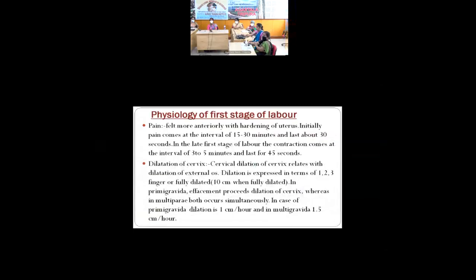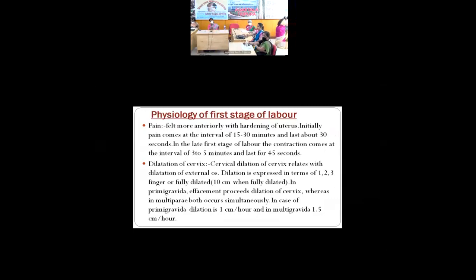Now let's start the physiology of first stage of labor. In first stage of labor, the first criterion is pain. The mother feels pain moving anteriorly with hardening of the uterus. Initial pain comes at an interval of 15 to 30 minutes and lasts about 30 seconds. In the late first stage of labor, the contraction comes at an interval of 3 to 5 minutes and lasts for 45 seconds. And the second feature is dilatation of cervix.